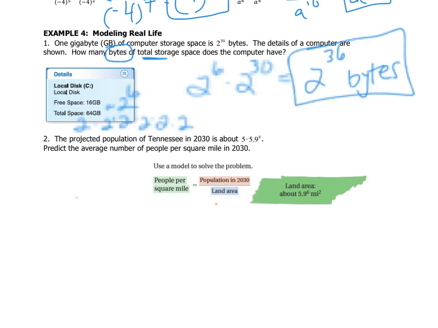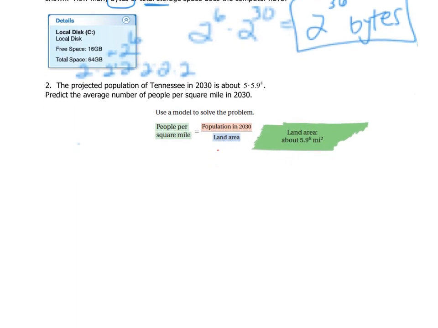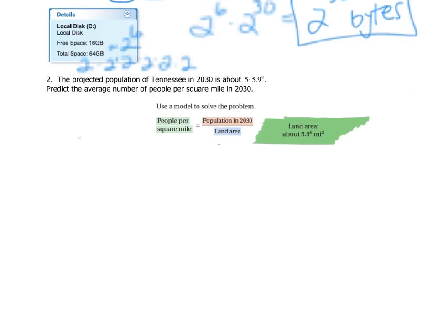And then the last one, so we have the projected population of Tennessee in the year 2030 is about 5 times 5.9 to the 8th. We want to predict the number of people per square mile. And we're given this model here to help solve this for us. So the people per square mile, well, that's what we're trying to find. So I don't need to fill that in. This piece right here, that's what we need to know.